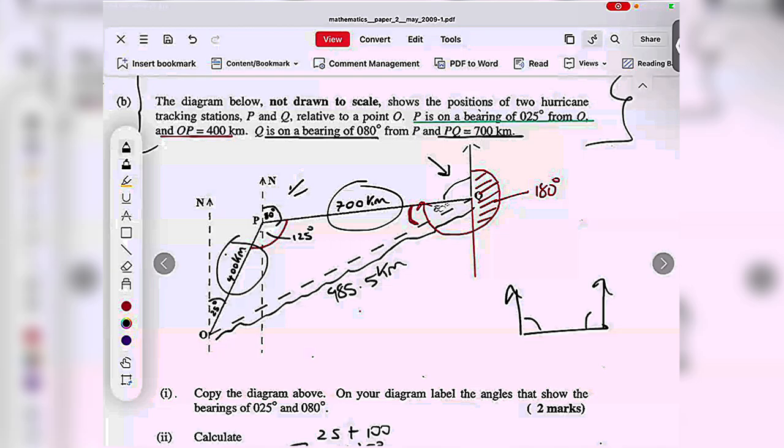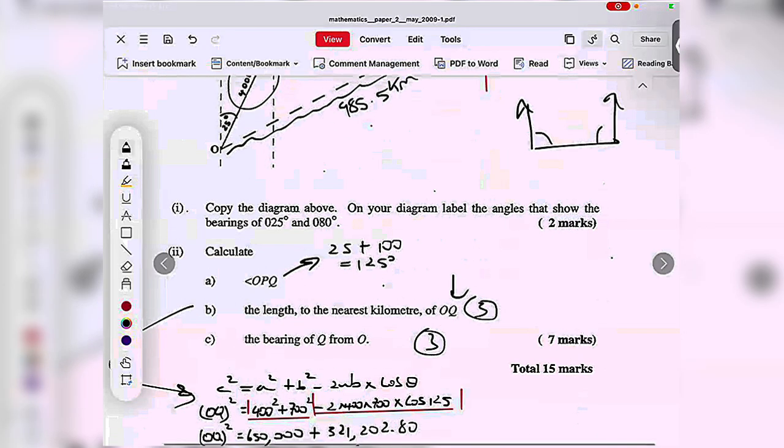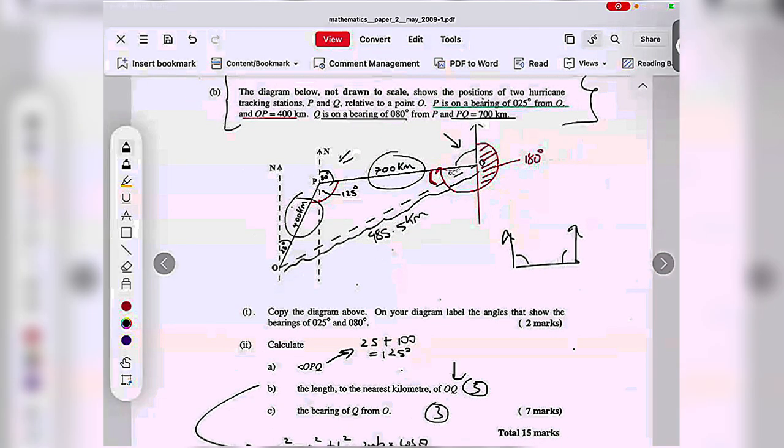It said Q from O, so why are we starting from Q and not O? It says Q from O. Hold on. Is that what it said? The bearing of Q from O. Oh, it's Q from O. It's not P from Q. Oh, my bad. Also, with all of the foolishness.